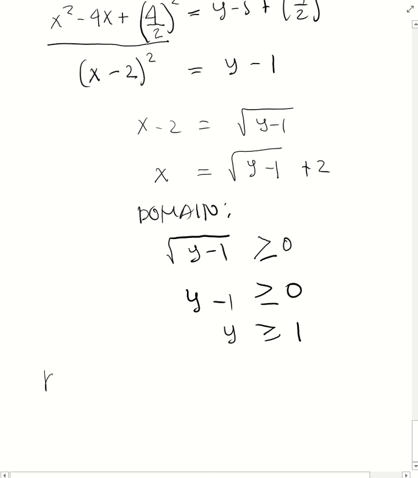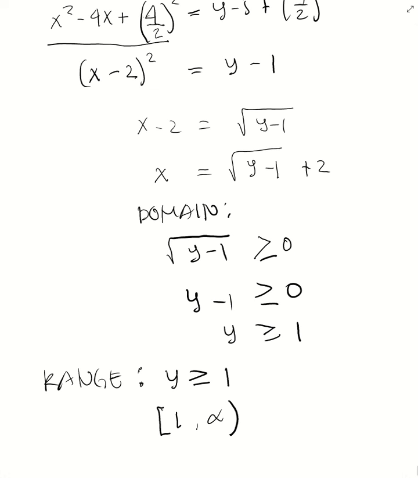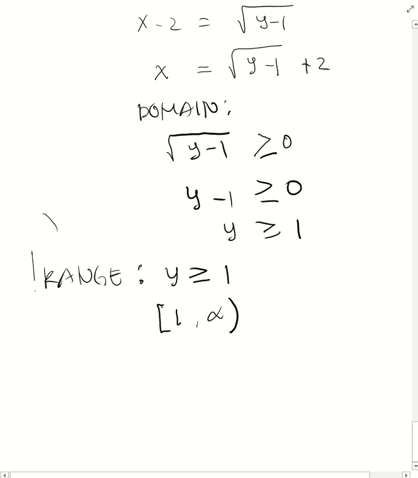So our range now will be y greater than or equal to 1. Or we can use the other notation, from 1 up to positive infinity, but infinity is not included. So take note, I use a bracket. Why did I use a bracket? Because 1 is included. It can be equal to 1. If it's equal to 1, y minus 1 is equal to 0, and the square root of 0 is still possible. So this will be our range. The range is all numbers that are greater than or equal to 1.